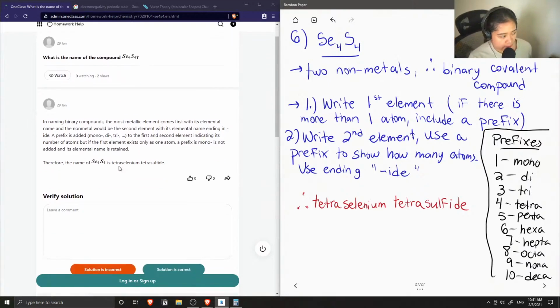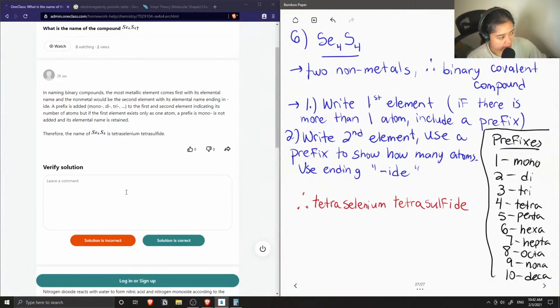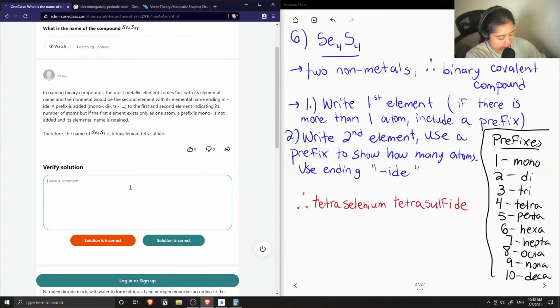And the junior tutor said that in naming binary compounds, the most metallic element comes first with its elemental name, and the nonmetal would be the second element with its elemental name ending in "ide." Prefix is added to the first and second element, indicating its number of atoms, but if the first element exists only as one atom, prefix mono is not added and its elemental name is retained. Therefore, the name of Se4S4 is tetraselenium tetrasulfide. Okay, so this solution is correct.